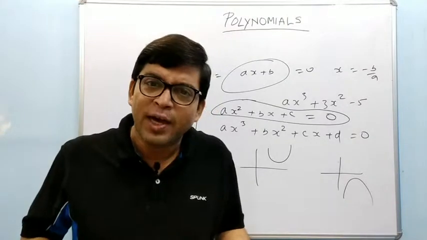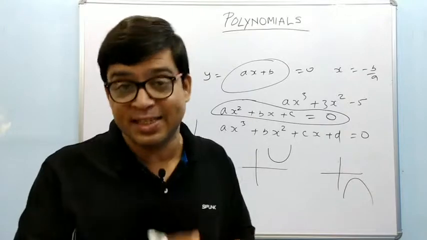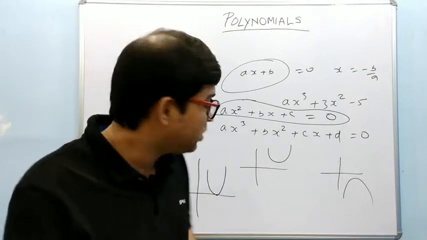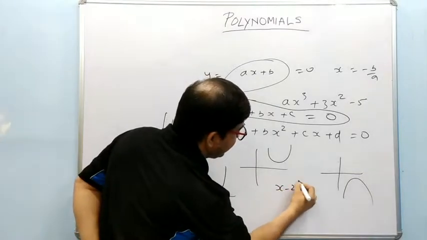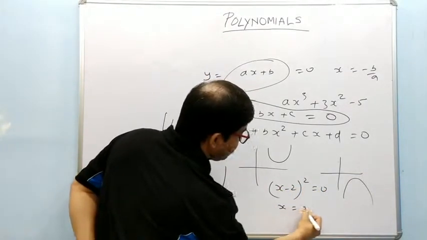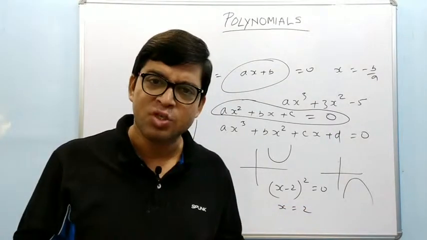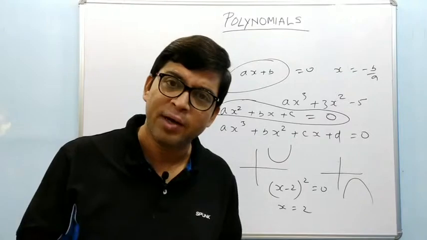And only one root we are getting. What's the meaning? Both the roots are coincident. The roots are 2, 2. Just like that, if the expression is (x minus 2) whole square, what is x? x is equal to 2. Both the values of x are 2. So it is cutting the x-axis at a single point.